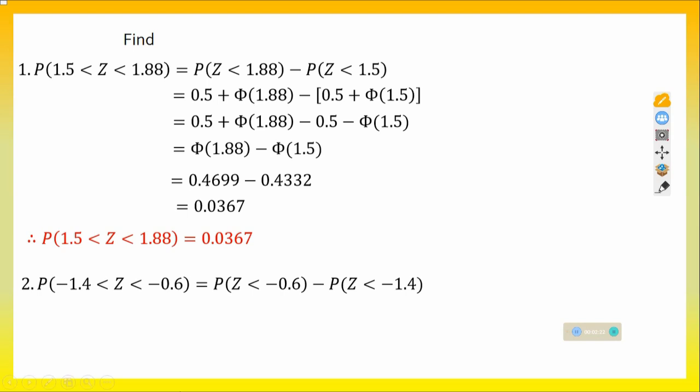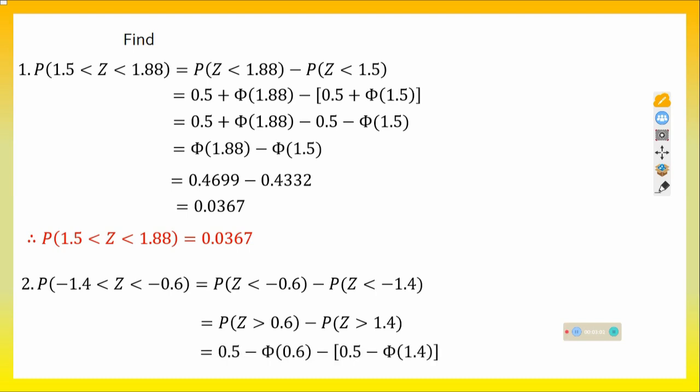Next, let us talk about p of negative 1.4 less than z less than negative 0.6. As we said, first put it in this form where you are having p of z less than this value here minus p of z less than this value you have here. Then manipulate it. From here we need to first of all change the sign of the inequality because of this minus. So in the next step we shall have probability of z greater than 0.6 minus probability of z greater than 1.4.